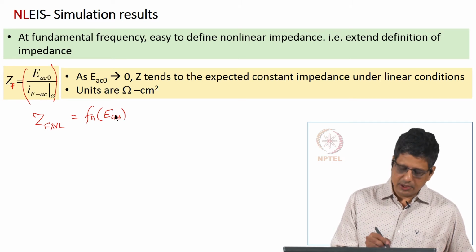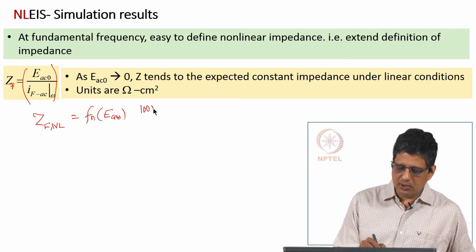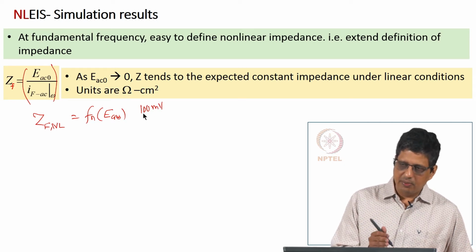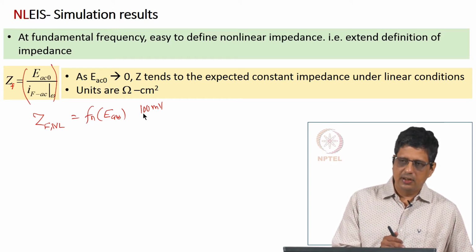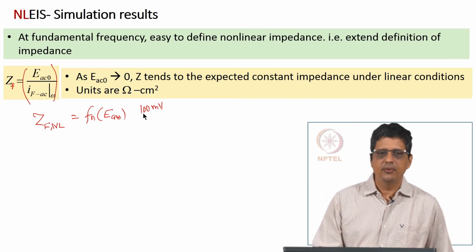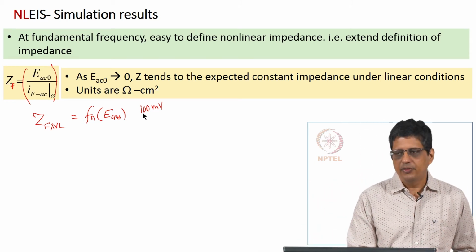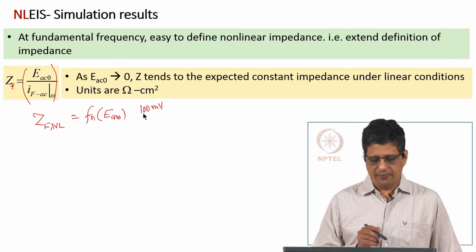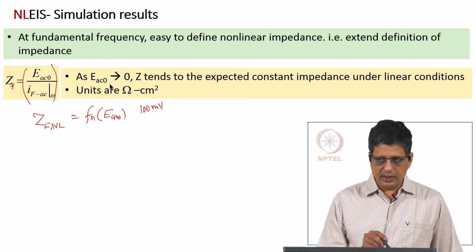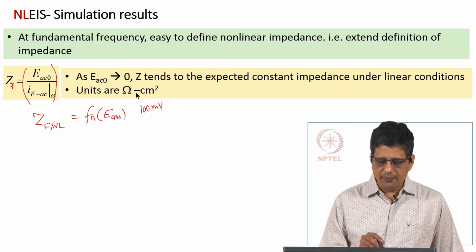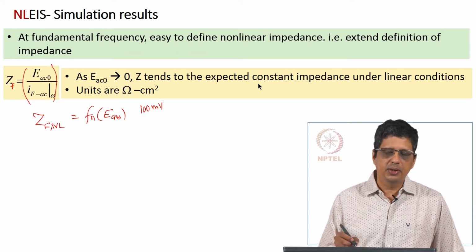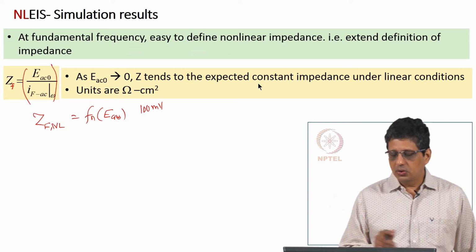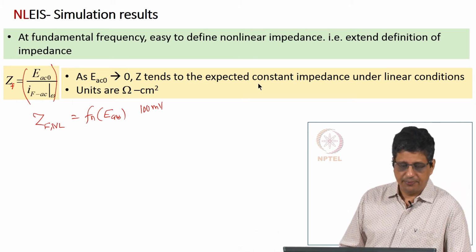And when EAC0 becomes smaller and smaller, if I start with a 100 millivolt perturbation and decrease it to 50 millivolts, the impedance response will be a little different. Decrease it to 20 millivolts, it is going to be different. From 20 millivolts to 10 millivolts, it will not be that much different for a given set of parameters. When I go to 1 millivolt, it is pretty much going to be independent of the applied perturbation. So, as EAC0 tends towards 0, Z tends towards the expected value, meaning what we expect under the linear regime. So, it goes to a constant impedance value for a given frequency.